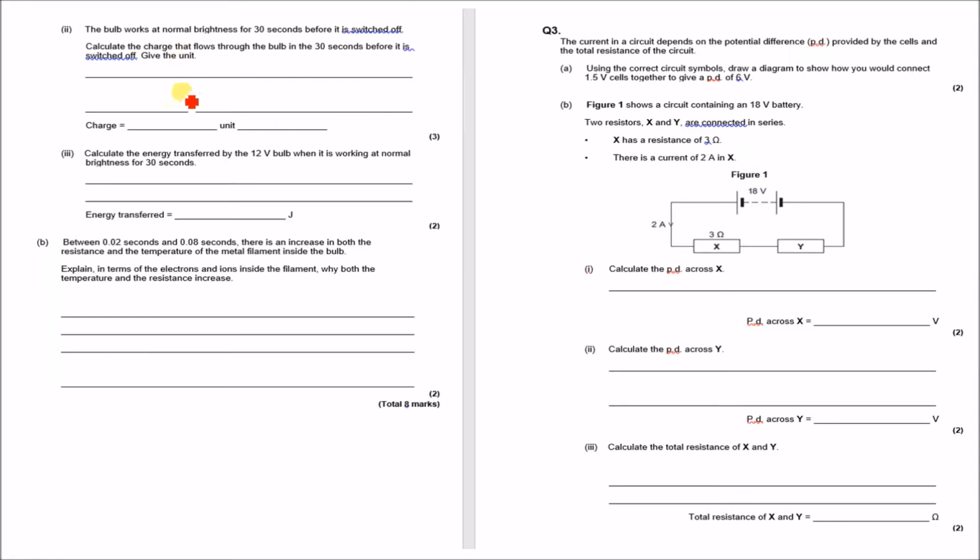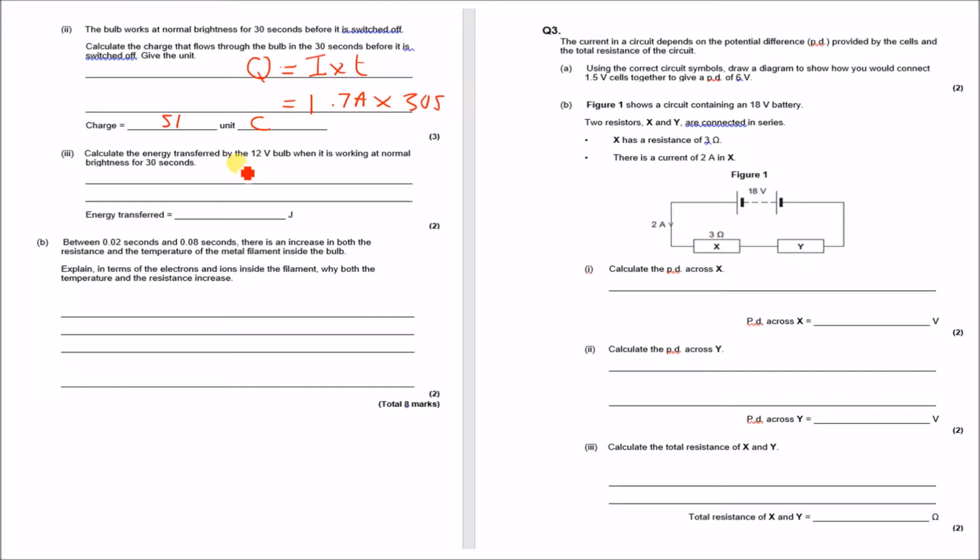Right, the bulb works at a normal brightness for 30 seconds. It is switched off. Calculate the charge that flows through the bulb. Now remember, charge, which is Q, is equal to current, which is I, times the time. So we've just said that the current was 1.7 amps and the time is 30 seconds, so that is going to be equal to 51, and the unit is coulombs, a capital C.